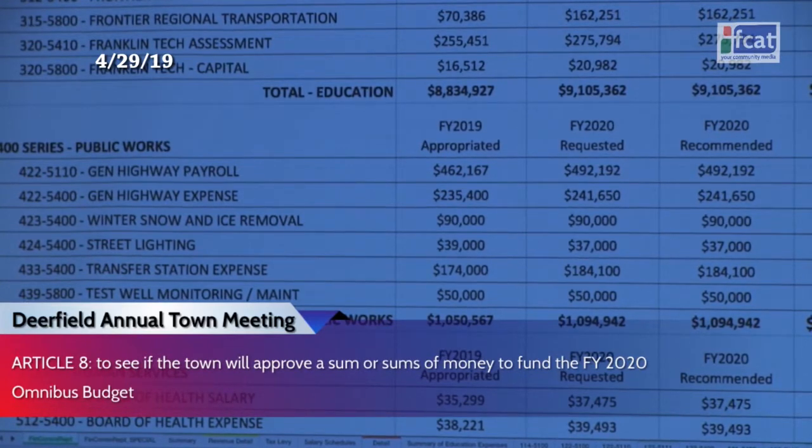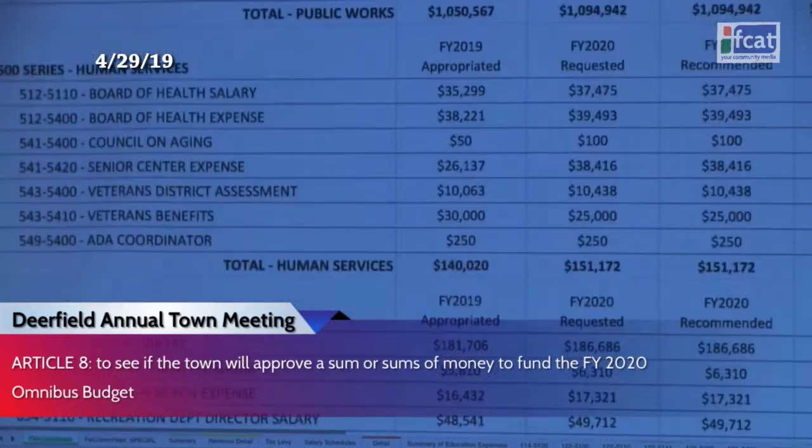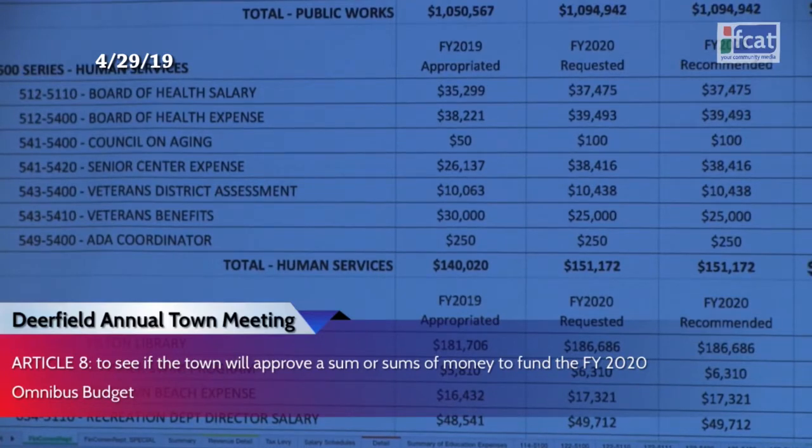Street lighting, so hold on snow and ice. Street lighting, $37,000. Transfer station expense, $184,100. Test well monitoring maintenance, $50,000. Board of Health salary, $37,475. Board of Health expense, $39,493. Council on Aging, $100. Senior Center expense, $38,416. Veterans District Assessment, $10,438. Veterans Benefits, $25,000.